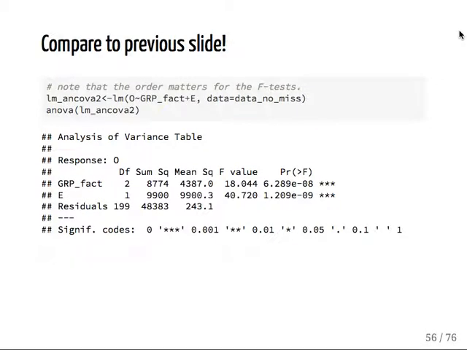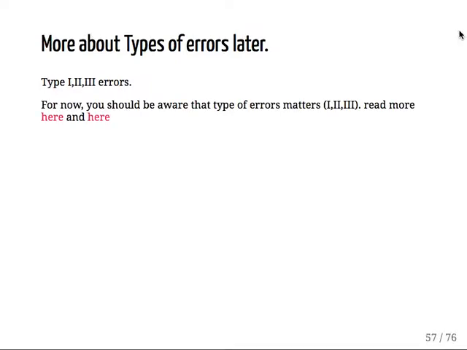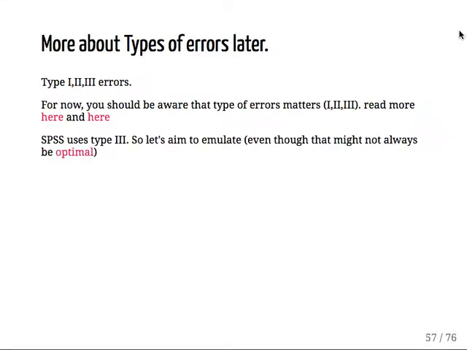So that's because it's type 1 sums of squares, and type 1 sums of squares is the default for R, not for SPSS, and it will care about the order in which you put things into your equation. I'll talk to you slightly more about those types of errors later, but there's type 1, type 2, and type 3. For now, you should know that the type matters, and you can read more about it in the links that I put in there.